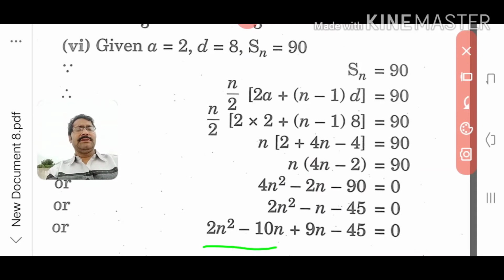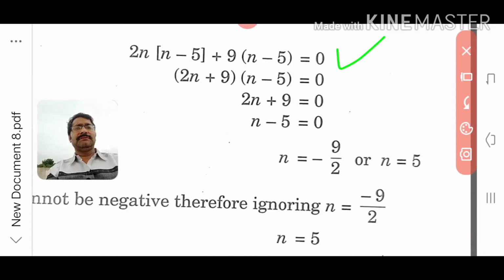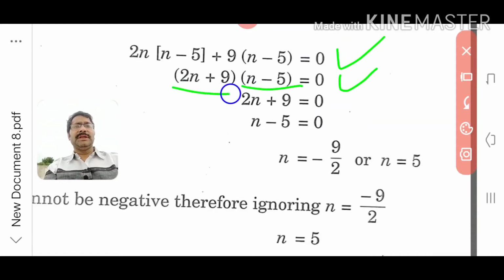From the first and second terms you take common 2n, and the remaining will be n minus 5. From the third and fourth terms you take common 9, so here also you get n minus 5. This step gives 2n(n minus 5) plus 9(n minus 5) equal to 0, and n minus 5 is again common. So you take n minus 5 common, and the remaining is 2n plus 9.